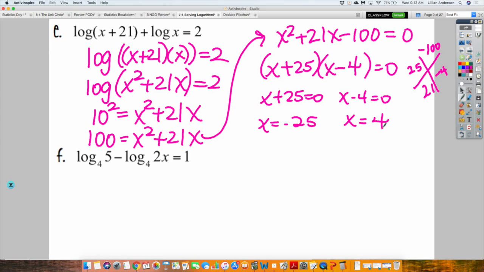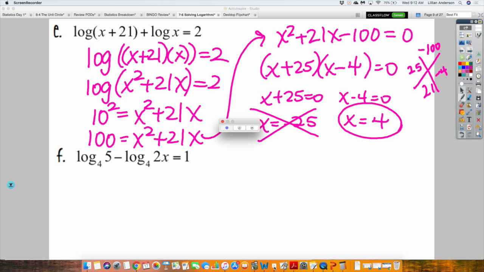So we get 2 solutions here. We have to do step 4 for sure. Plug it in. When I plug in negative 25, what's negative 25 plus 21? Can I take the log of a negative 4? So we know this cannot be a solution. You cannot take the log of a negative number. Let's double check 4 real quick. 4 plus 21, we're good there. Log of 4, that's positive. So my only answer here is 4. Negative 25 is an extraneous solution.